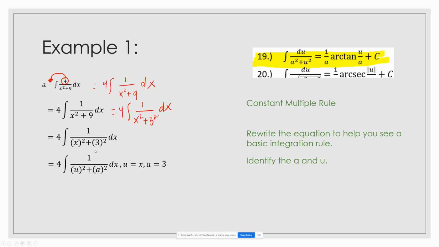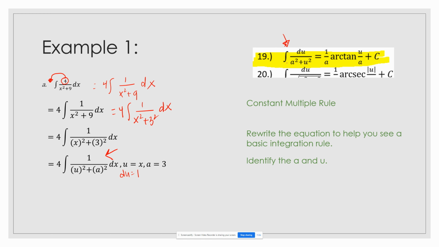So we can rewrite this as 4 times the integral of 1 over u squared plus a squared dx, knowing that u is x. If I replaced u with x and a with 3, we'd get exactly the same thing as above. Now we can apply this rule. So the derivative here, and we want to make sure, is du really on the top? If u is x, then du is 1. And we do have 1 on the top. And so this rule does work because we have du in our numerator.